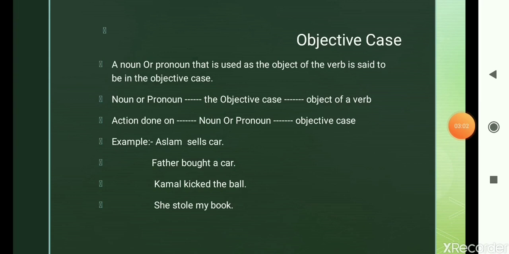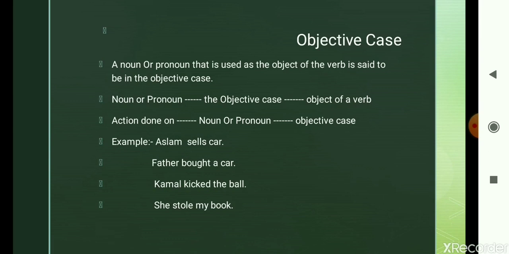Now come to objective case. A noun or pronoun that is used as the object of the verb is said to be in the objective case. So basically we have to find an object in a sentence. The noun or pronoun which acts as an object of a verb is the one on which the action is done. That is basically your objective case.